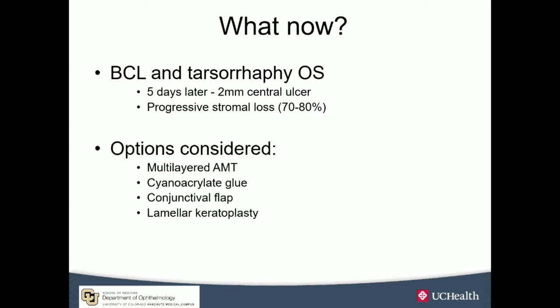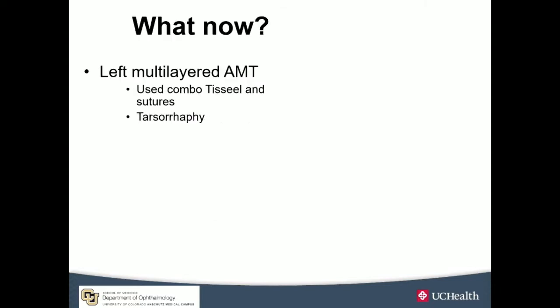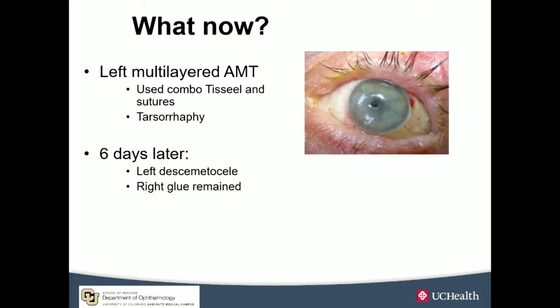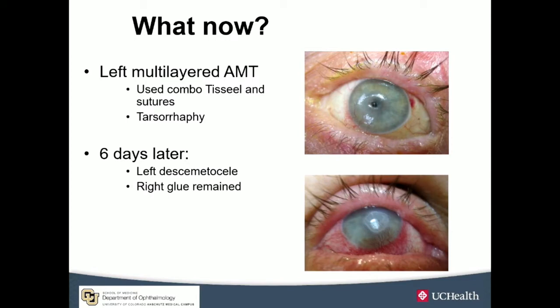So I was trying to think, okay, well, what do we do now? I'd used multi-layered amniotic membrane on the patient I just described before her. And I thought, well, I'll try that. It worked there. But also consider gluing her again, doing a little conjunctival flap, or having to do a lamellar or patch graft. So we did the multi-layered amniotic membrane and a tarsorrhaphy. Unfortunately, 6 days later, all of the little membrane patches came off, and she had the descemetocele that you can see there. The right eye, the glue patch remained.